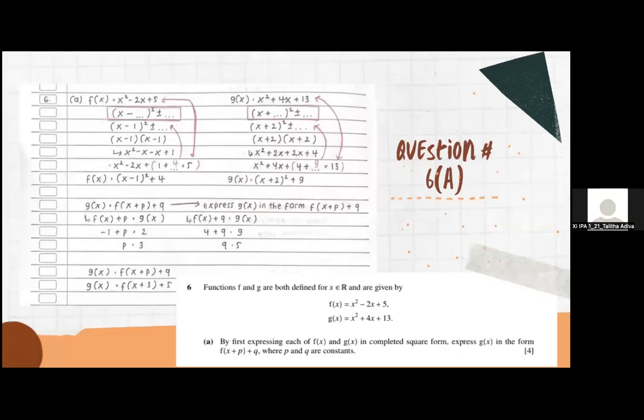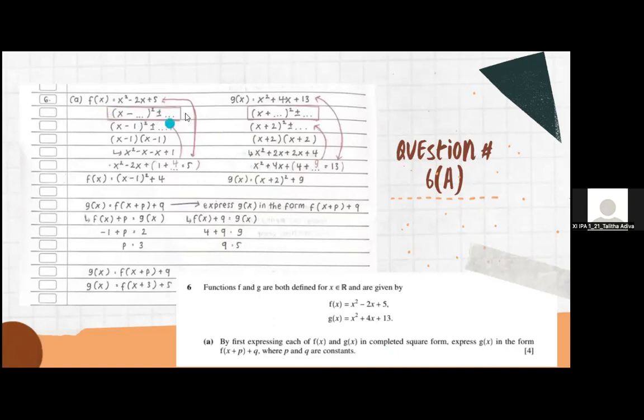So the next question is question number 6, part A. By first expressing each of f of x and g of x in completed square form, express g of x in the form f of x plus p plus q, where p and q are constants. So the first step, by the given equations, we have to change it into the completed square form.